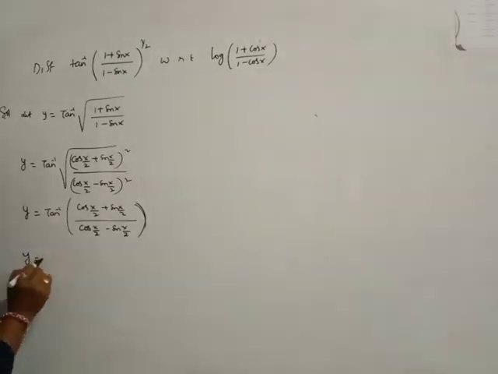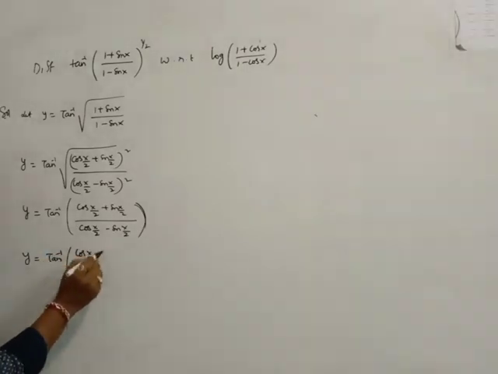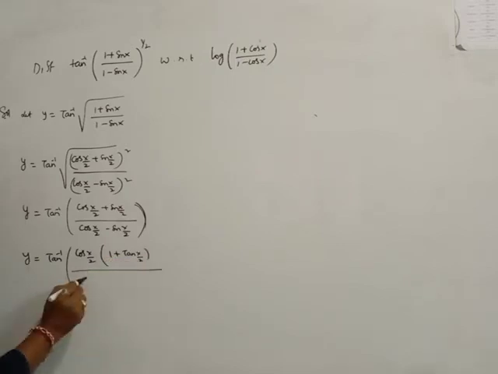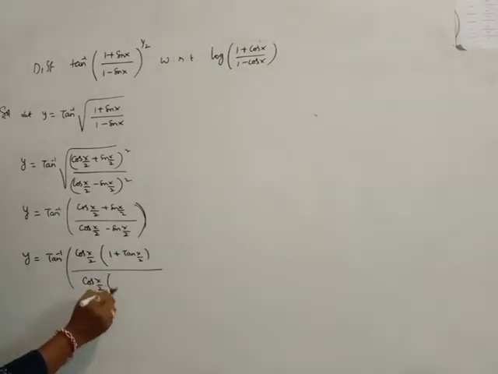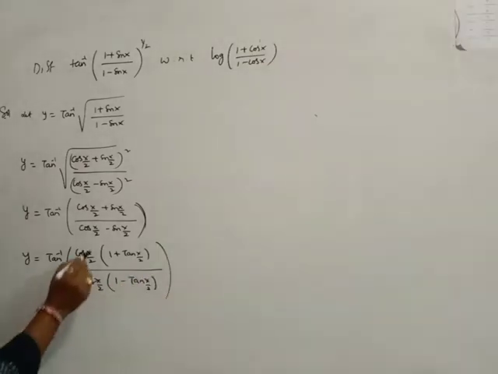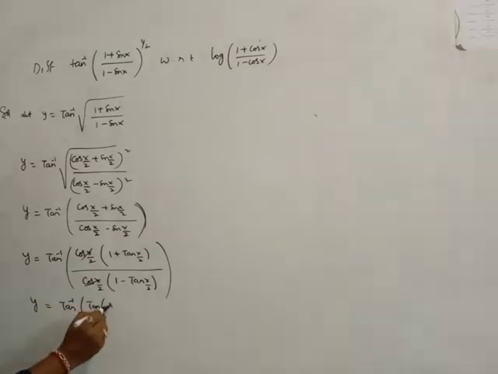Take the cos x by 2 common. Tan inverse of, cos x by 2 taken common, here 1 plus tan x by 2 by, if you take cos x by 2 common, here 1 minus tan x by 2. This is cancelled. It is 1 plus tan theta by 1 minus tan theta. That is tan inverse of tan of (pi by 4 plus x by 2). Cancel. y is equal to pi by 4 plus x by 2.